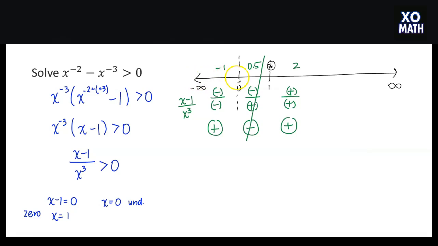So my answer in interval notation will be from negative infinity to 0, open parentheses around 0, because that's where I'm undefined, and from 1 to infinity, also open parentheses around 1, that's where my function is equal to 0. I want to know where I'm greater than 0. So these are the two intervals where this rational expression is greater than 0.